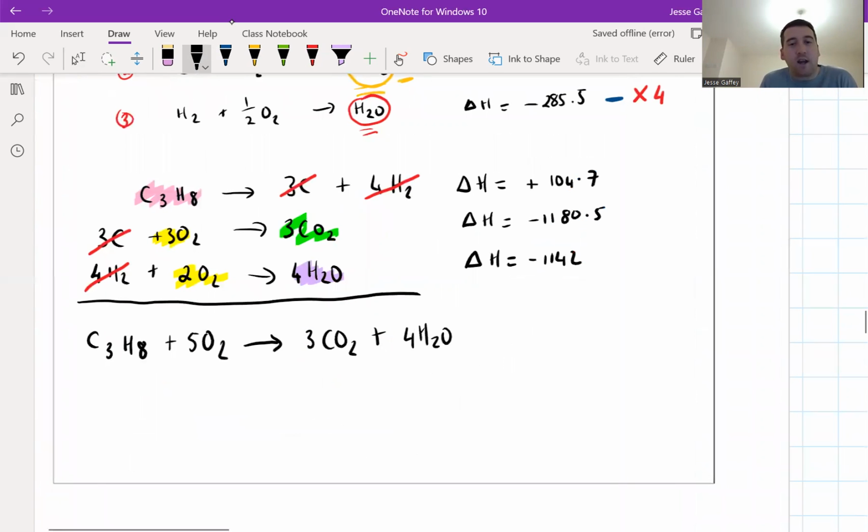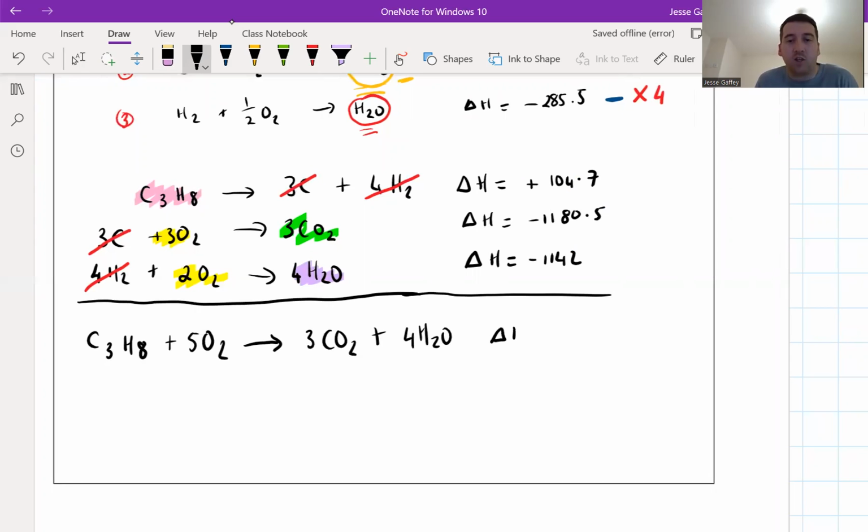And just the way you added up those 3 equations to make the main equation, you're going to add up the delta H's. So you've got plus 104.7 minus 1180.5 minus 1142. So what I want you guys to do now is pause the video and calculate what is the overall delta H, the overall energy change for this reaction. Pause the video and do that now.